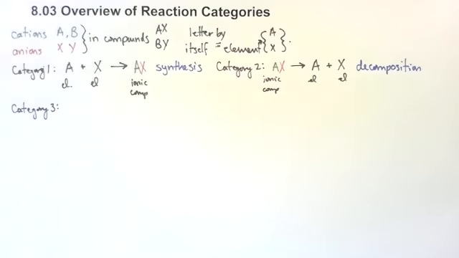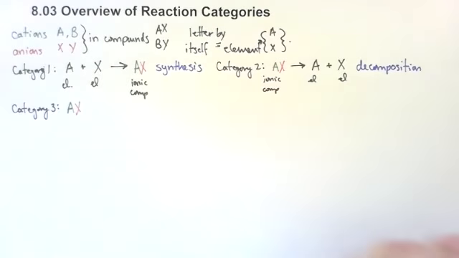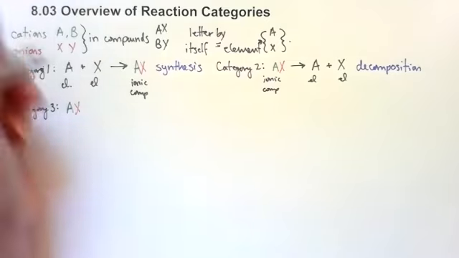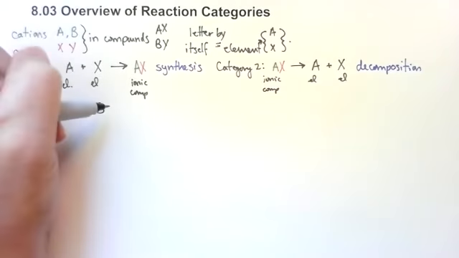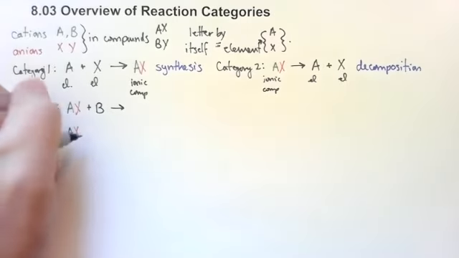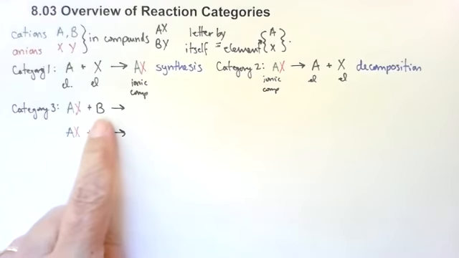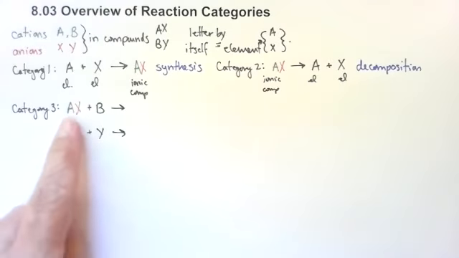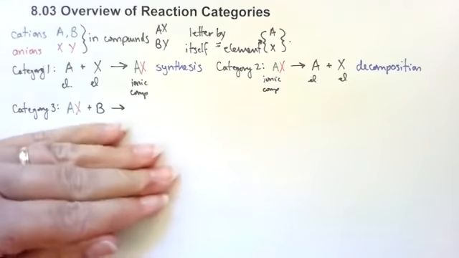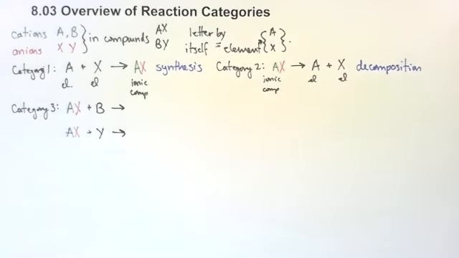Category 3. We're going to take AX plus B, or we're going to take AX plus Y. Well, wait a minute. Why the difference? Well, remember, this is a metal and this is a non-metal. So you're going to take an ionic compound and combine it. So let's look at this first one. Just look at this top one. Take this ionic compound and combine it with a metal. What are you going to get? What's your prediction? Pause the video if you need more time.